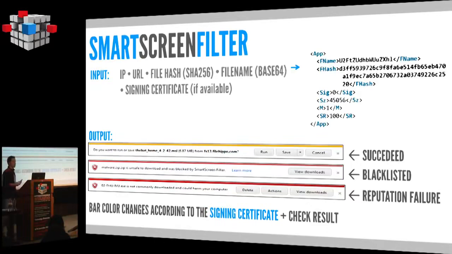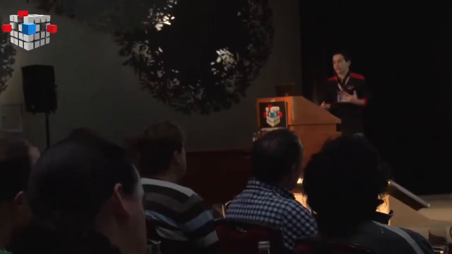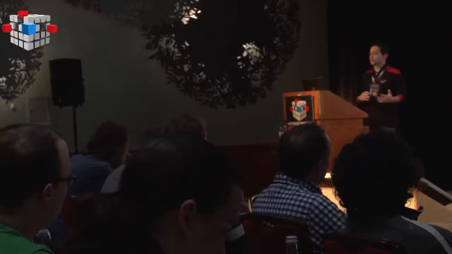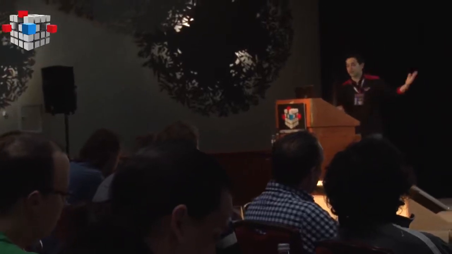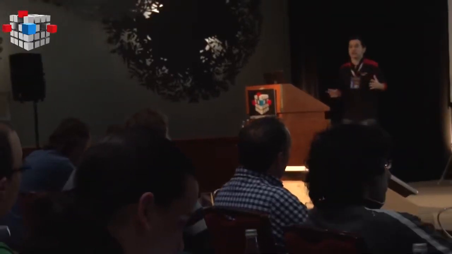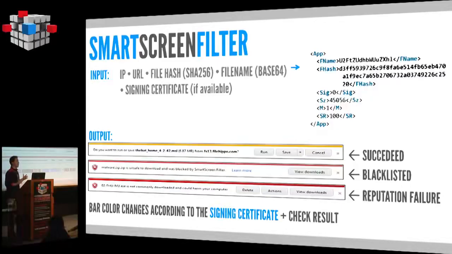The first case is a successful check. So SmartScreen is asking you, do you want to run, save, or cancel this kind of file? The second case is a blacklisted file. So you are actually trying to open malware, and SmartScreen prevents you from clicking the run button.